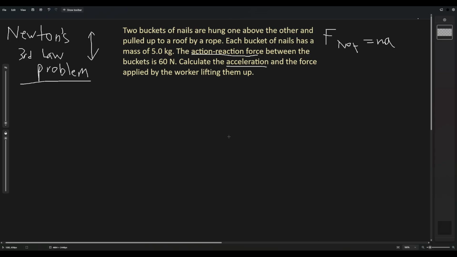So first thing I'm going to do is draw kind of like a free body diagram. First I'm going to draw it where you see it as two objects, but I'm also going to draw another one where it's just one object because they're both moving at the same rate. They have the same acceleration, so you can see it as one big block of mass. So what I'll do is make one block here. That's to the roof.